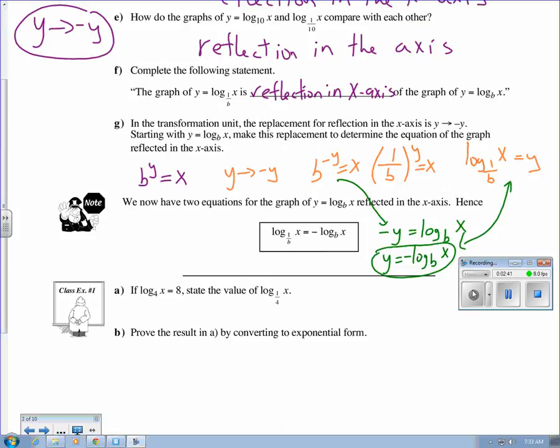Just working with our log rules, I took the original statement and changed it into exponential format, switched the y to negative y, solved for a positive exponent, and then made a log statement, which allows me to have a nice equivalency. Log base 1 over b of x is equal to y, or y equals minus log base b of x. They are equivalent.